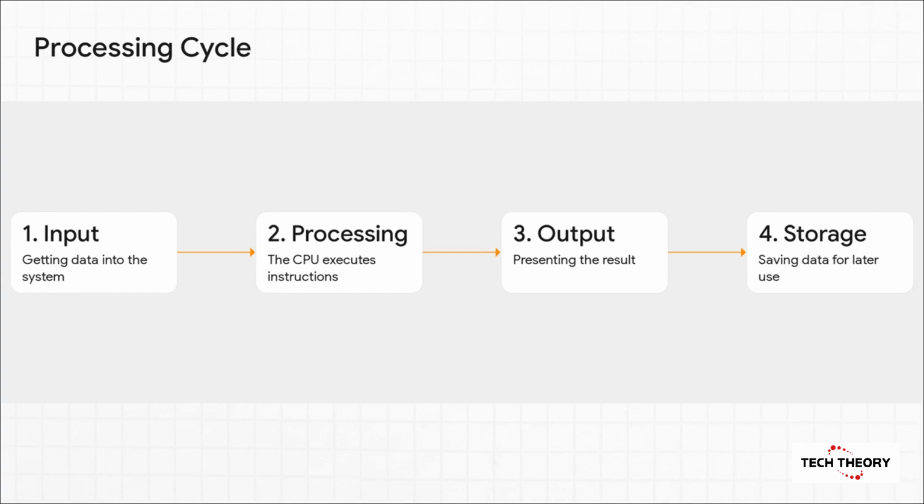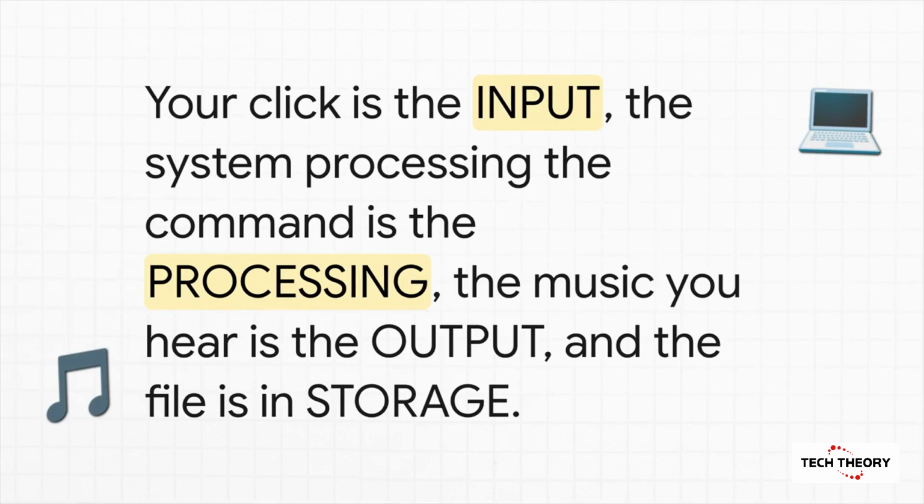First up, you've got input. That's just getting data in, typing on your keyboard or clicking your mouse. Next, you have processing. This is where the computer's brain kicks in and does the heavy lifting. Then comes the output. That's the result you actually see or hear, like text on the screen. And finally, you have storage, which is just saving everything for later. So it's input, process, output, store. Over and over and over again. It's a constant loop.